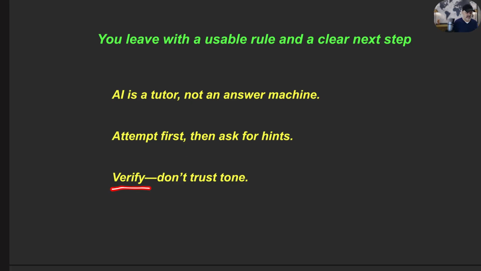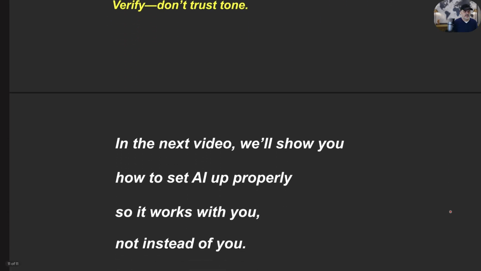Learn that you must always verify, and you trust yourself, not the machine, so that you're learning. Because at the end of the day, it is about your learning. It is not about a machine learning from you. You are learning from a machine when you use it properly.